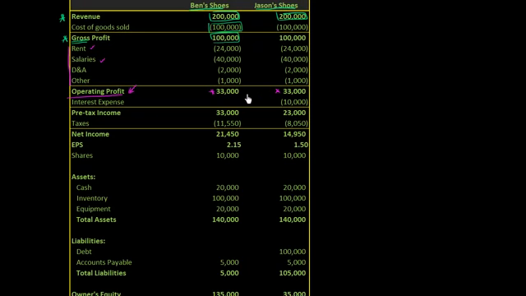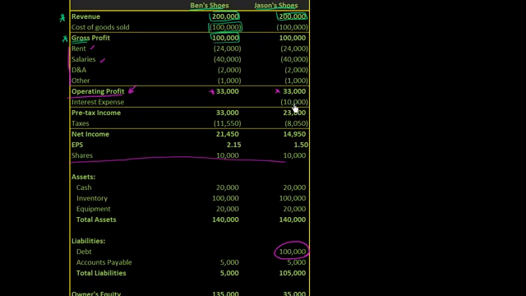Where they start to diverge is below that line. Above this line right over here is the income statement. Down here is the balance sheet. Their balance sheets are identical, except Jason's Shoes has $100,000 in debt and Ben's Shoes has no debt. So Ben has no interest expense, while Jason does have a $10,000 interest expense. So it's about 10% per year. And that's why these two income statements start to diverge.